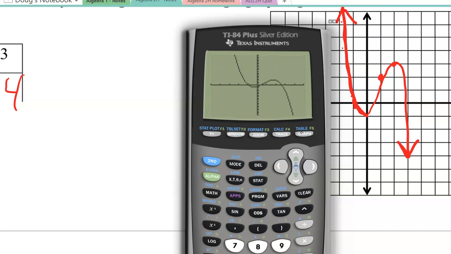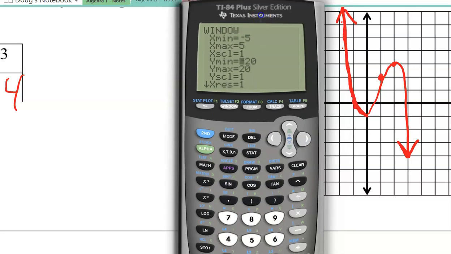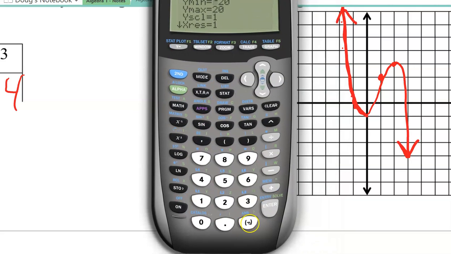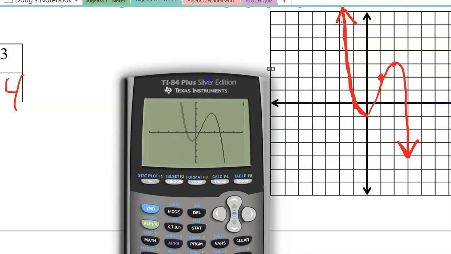which matches our graph. Now, I did also change my window setting yet again. So this is skewed because my x is only between negative 5 and positive 5, and my y goes from negative 20 to positive 20. So if I use the same scale as on this graph paper on my screen here, then it'll look the same.